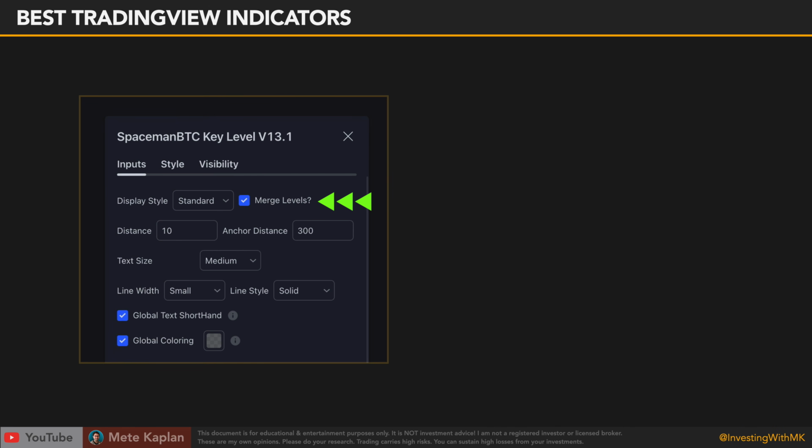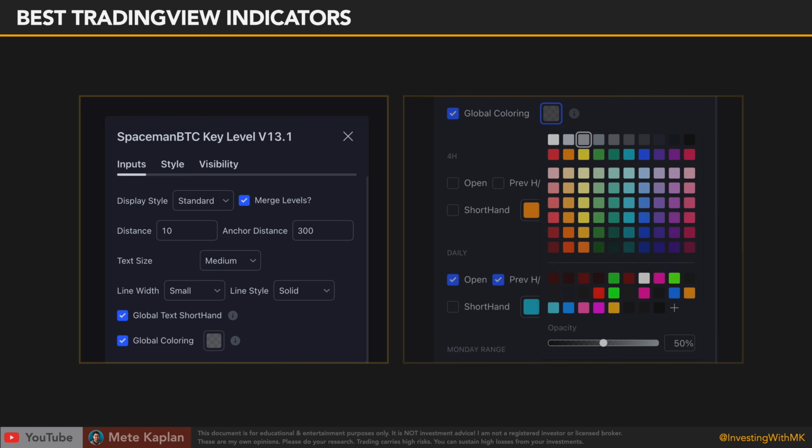As for the settings, I use merge levels, which merges close specific price levels. I use the global text shorthand, which will shorten the text labels. It will be more compact. And I also use the global coloring. All lines will be a single color on my chart. For the global colors, I generally use gray colors with 50% transparency.